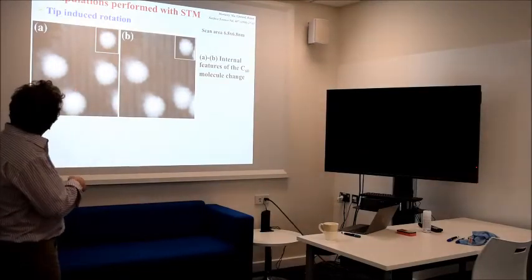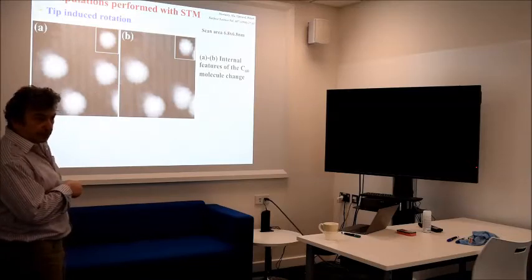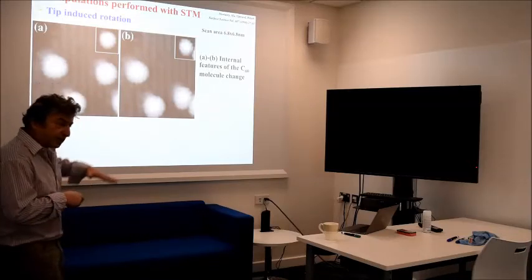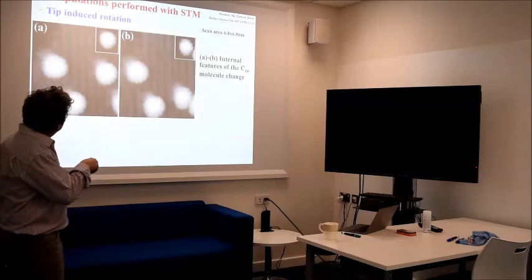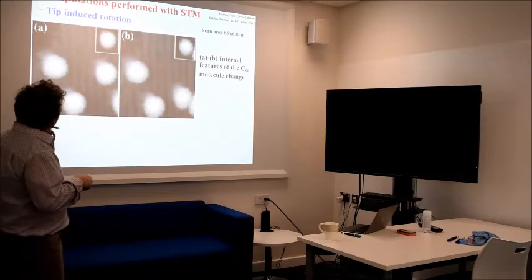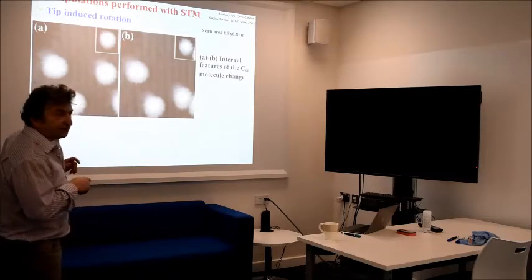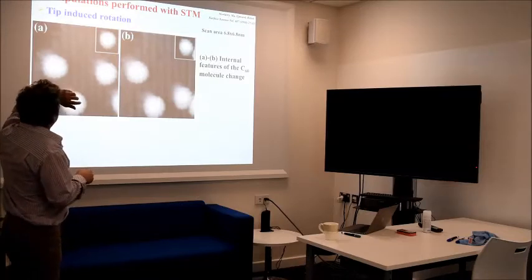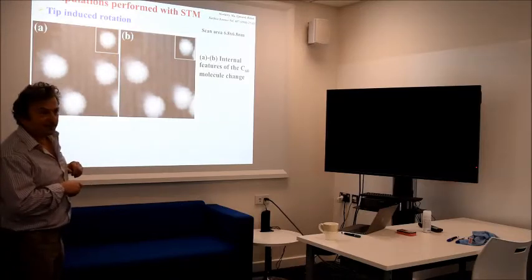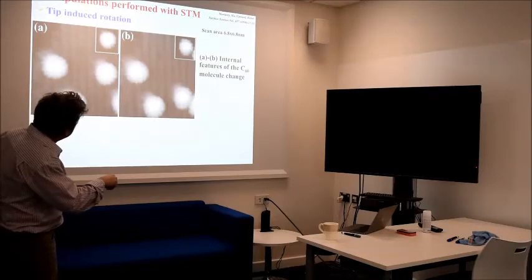You can see these three buckyballs before the experiment was conducted. So you make an image, then you come down and you try to move this one. You can see this one as well at the edge of the image. And then you scan again, and that one moved here. Now let's look carefully at what we see. Do you see any substructure here? Do you see arches running that way, here arches running that way, here arches running that way, and here arches running that way?